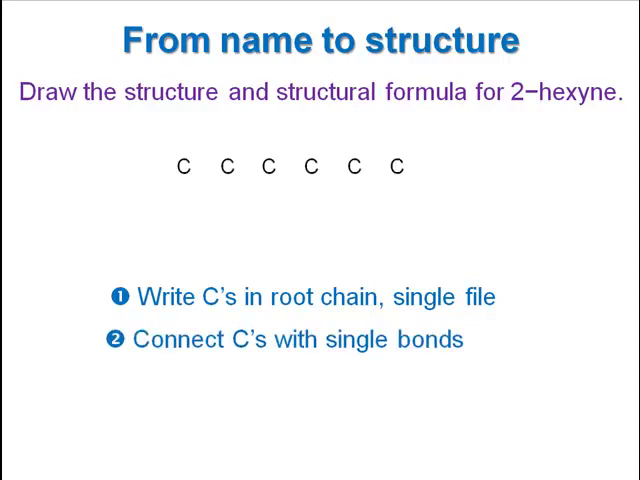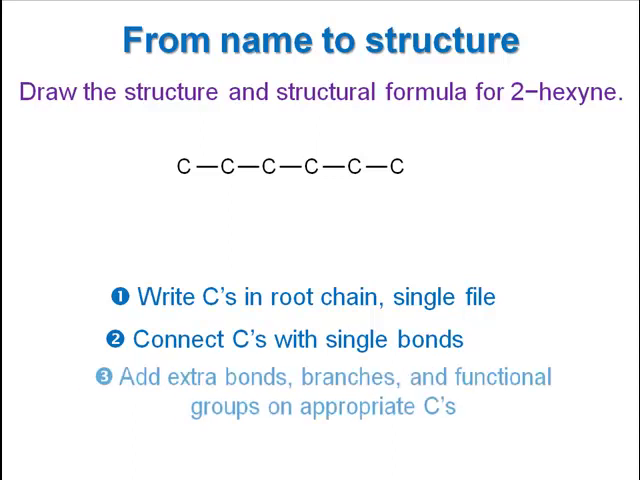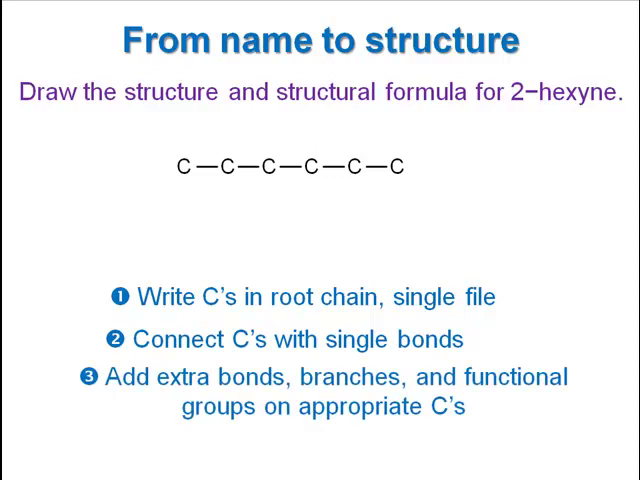Okay, so they're spread out. Then connect the C's with single bonds. They all have to be connected together in some way. So we just put lines in between all of them. Okay, that's our basic hex structure. Next step is to add extra bonds, branches, and functional groups on appropriate carbons. So what do we have going on our second carbon? Triple bond. So if we count from this side, it's going to be that carbon. If we wanted to, we could count from that side as well, but most people don't like that. But that's okay. So add our triple bond there.